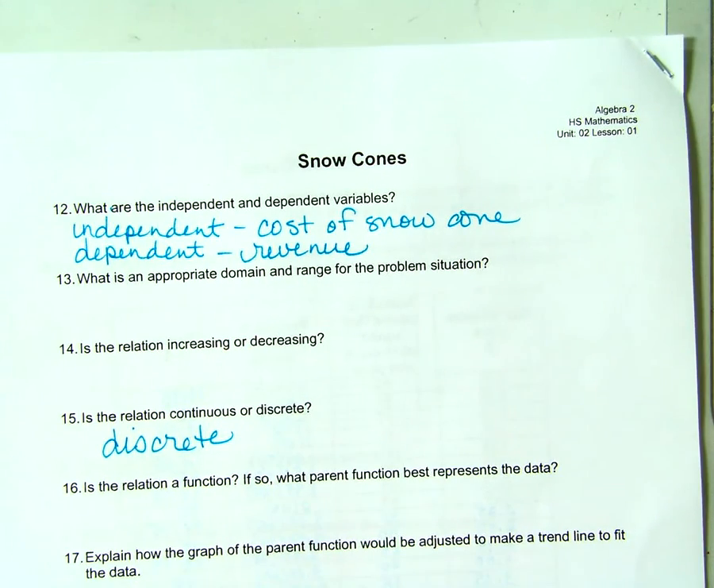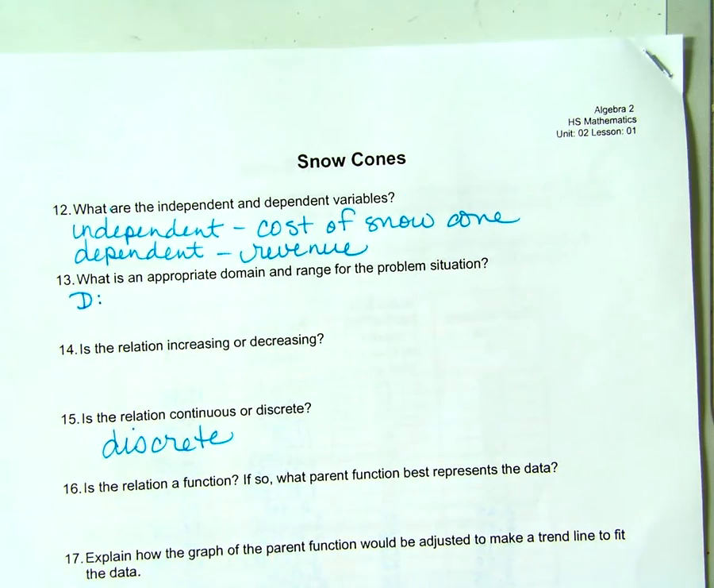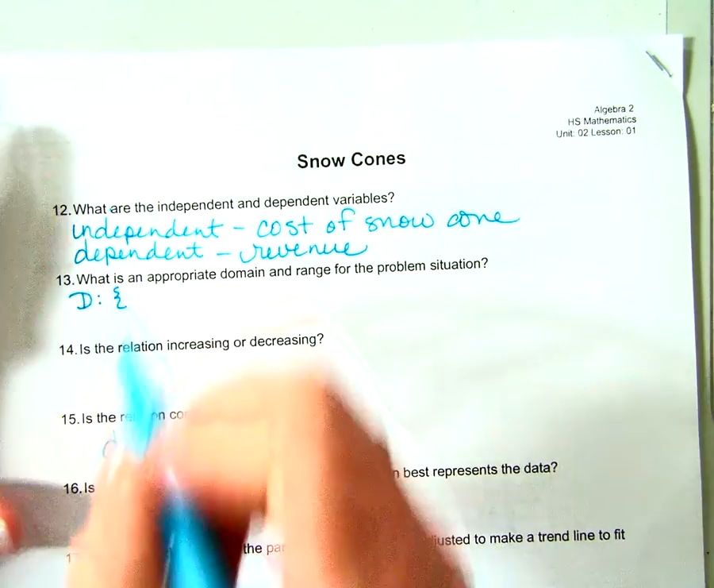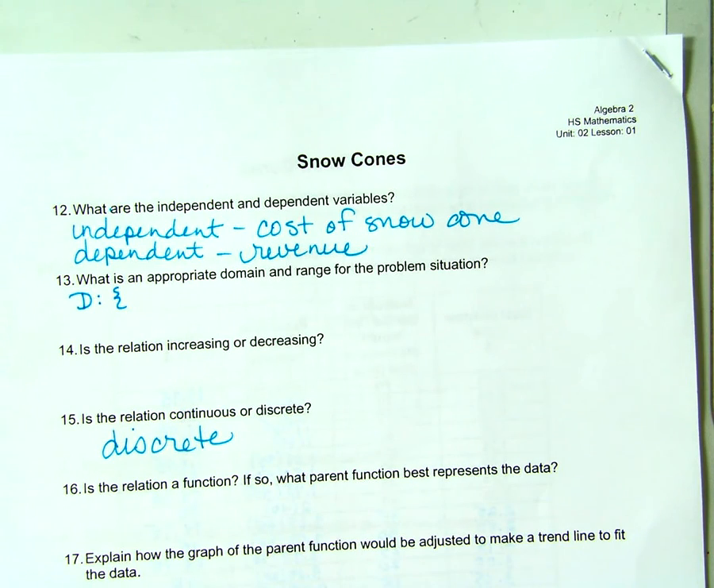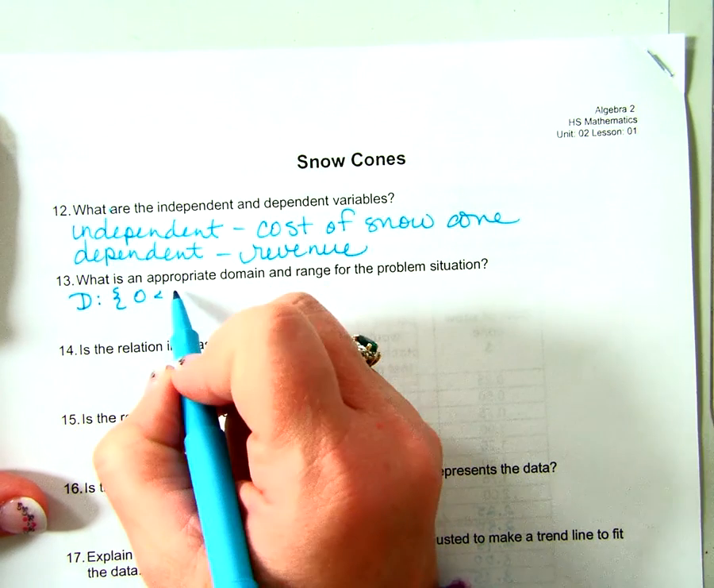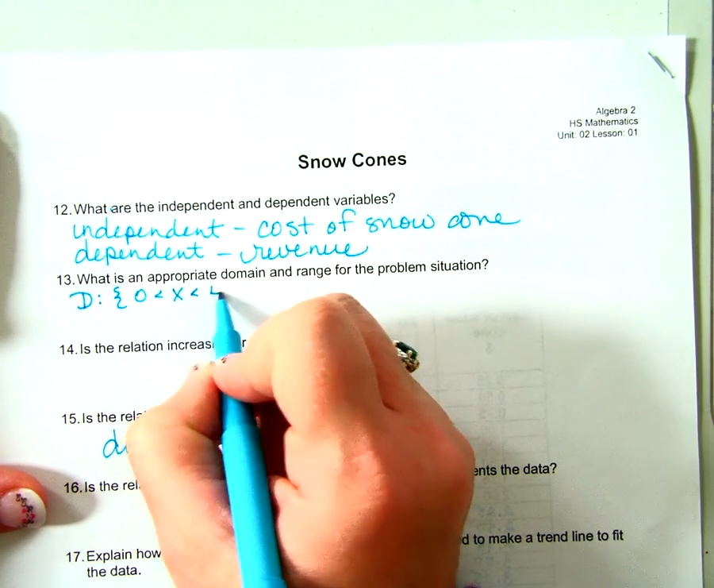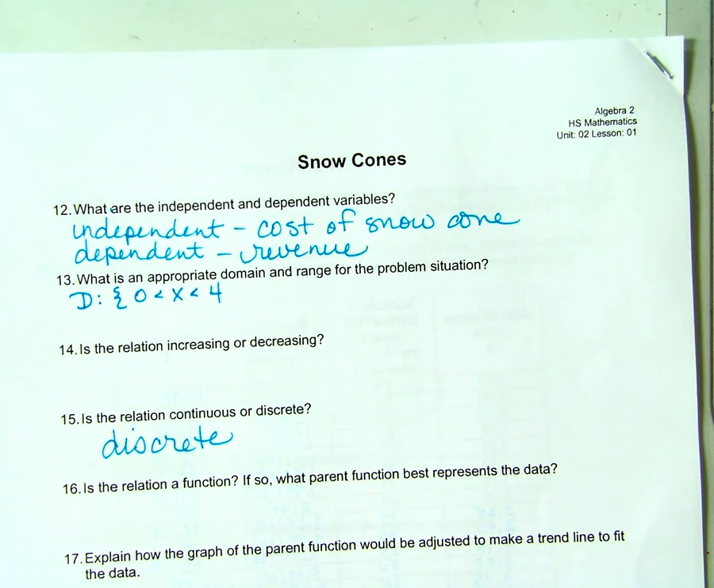What is an appropriate domain and range for the problem situation? Well, I've already decided it's discrete, so that helps me a little bit, doesn't it? What's an appropriate domain? Okay, so that's what she said, right? 0 is less than x is less than 4. How do you feel about that?